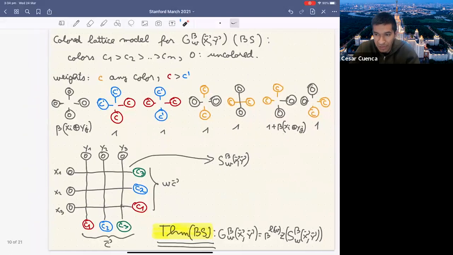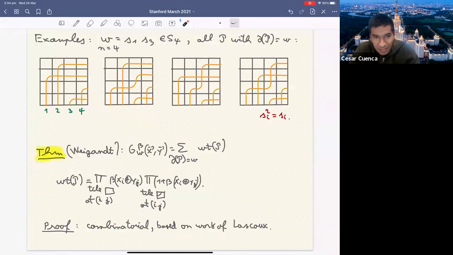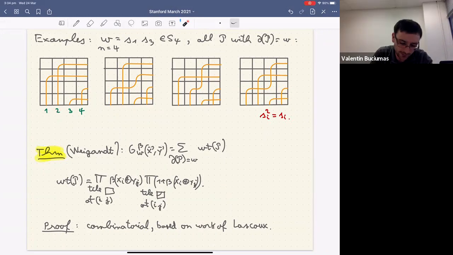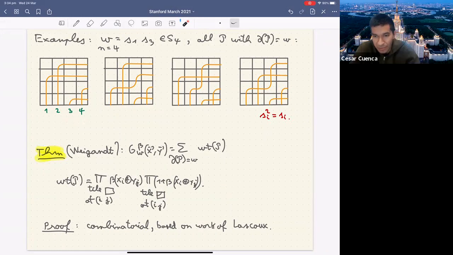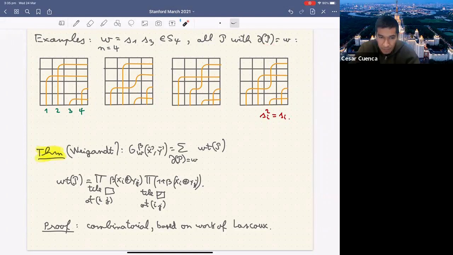Sorry, can I ask one question about the previous slide? Yes, this one or even? Yeah, this one. So you're writing at the top W is equal to S1, S3. So S1 is the transposition between 1 and 2, or? Yes. Yeah, so S1 is the transposition between 1 and 2, and S3 between 3 and 4. Okay. No, I was just a little confused because you write that SI squared is equal to SI. Yeah. So this is not a relation in the symmetry group. Mm. But this is a relation that I'm using to compute the key. Okay, only to compute the key.